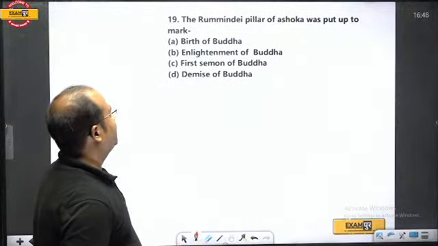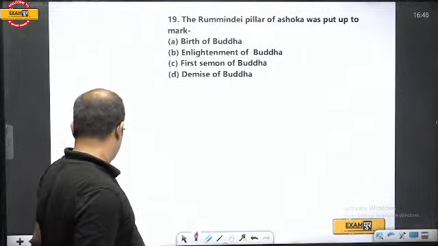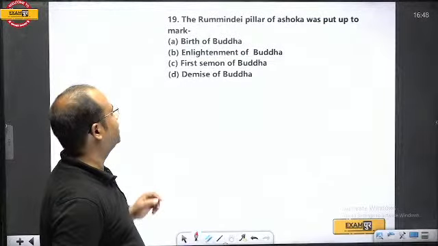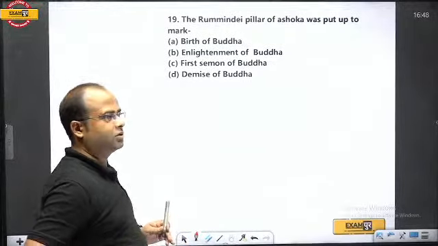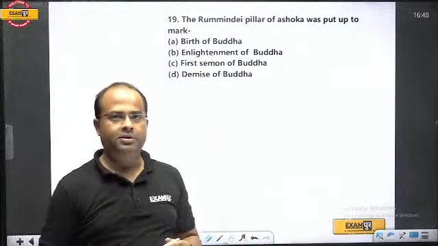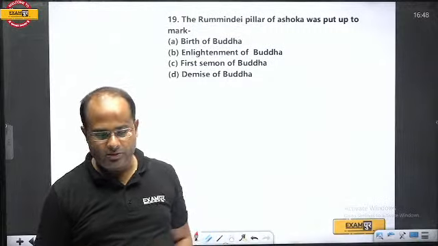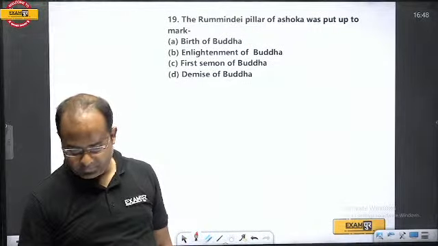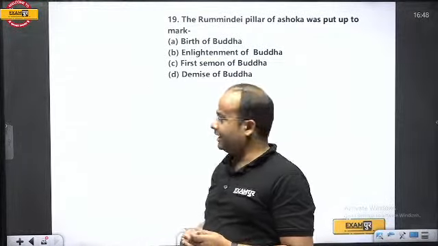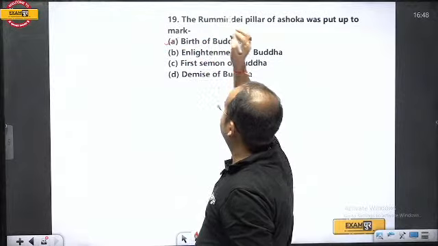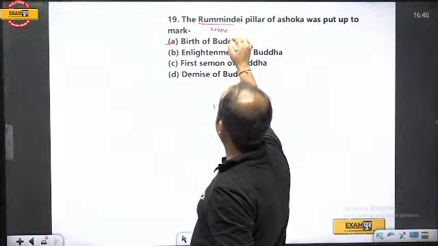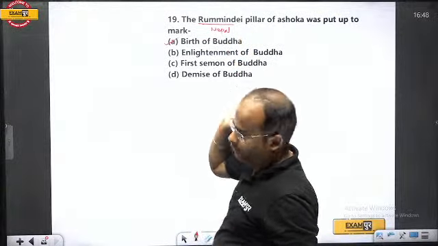Now, the Rumindei pillar inscription was put to mark the birth of Buddha, enlightenment of Buddha, first sermon of Buddha, or demise of Buddha. So which of these does the Rumindei pillar inscription define? We have discussed the same question earlier. It defines the birth of Buddha, because Rumindei is in Nepal, and Buddha was born in Nepal, in Kapilvastu.